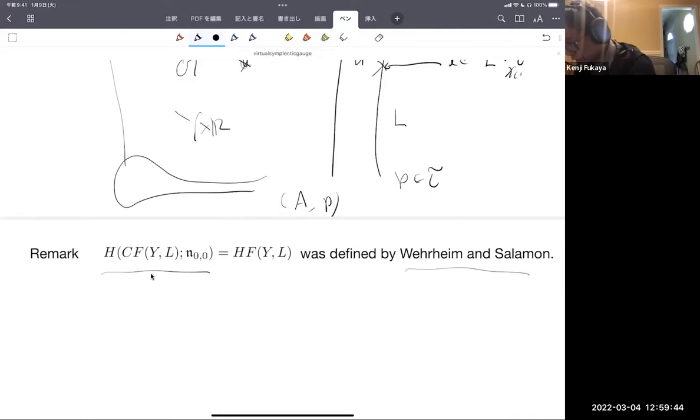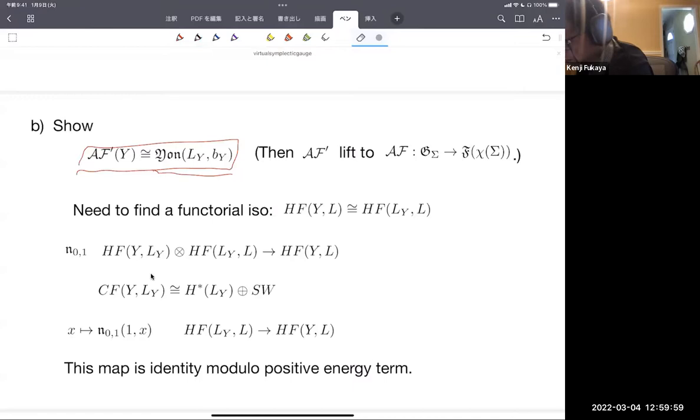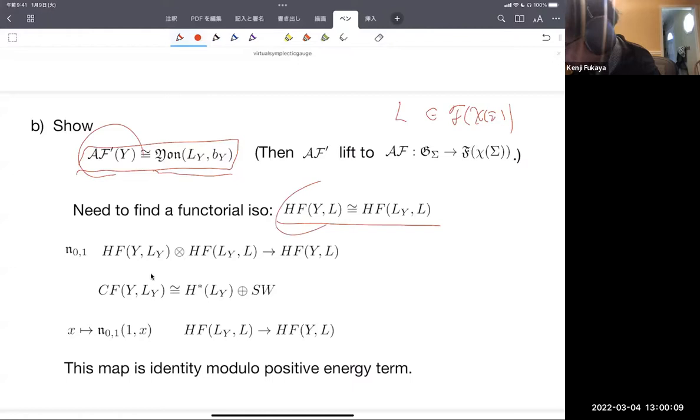So I don't have so much time, but I just want to go to the second part. I want to prove that this image of the Atiyah-Floer functor is equal to the Yoneda functor. So to define it, we need an isomorphism. So L is an object. Then this Atiyah-Floer functor associates this Floer homology, right? This is the CF(Y, L; N0). And here, this is a Yoneda functor. So this should associate this Lagrangian Floer theory of L_Y and L. So I want to construct this isomorphism.